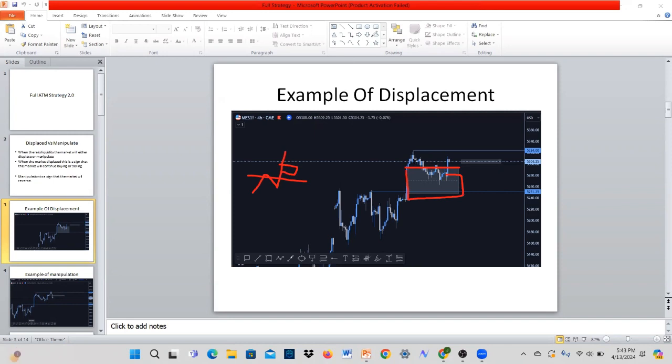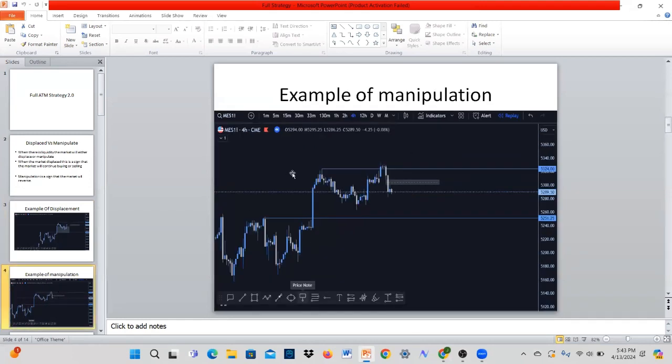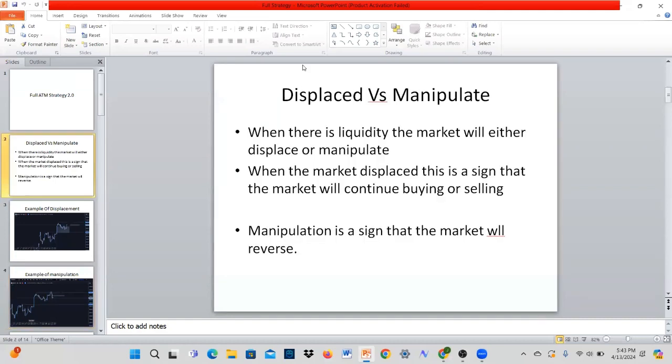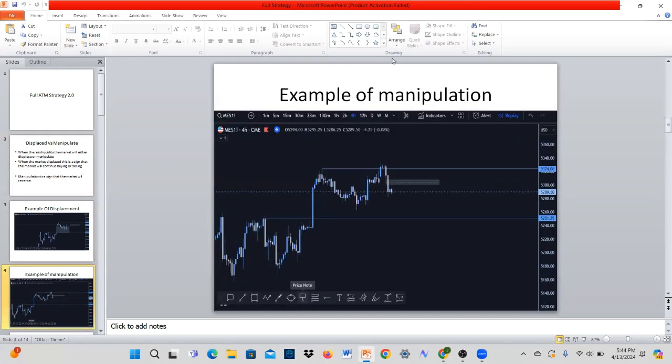So let's look at an example of manipulation. All right, example of manipulation. Manipulation is kind of the opposite. With displacement, let me just go back here. Displacement is a sign that the market will continue buying or selling in that direction, whereas manipulation is a sign the market will reverse. So if we come here, let's say we have our liquidity here, right?